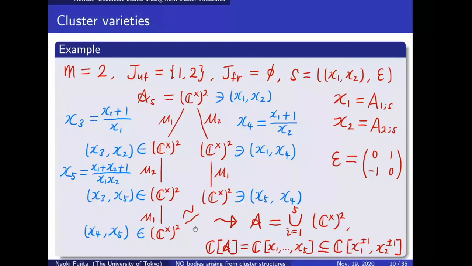So the cluster variety A is obtained by gluing these five tori along these explicit birational maps. And in this case, the ring of regular functions is generated by x1 to x5, the coordinates appearing in this diagram, which is a C-subalgebra of the Laurent ring in x1, x2. So in the cluster variety A, there are five different coordinates, and we use these to define valuations.